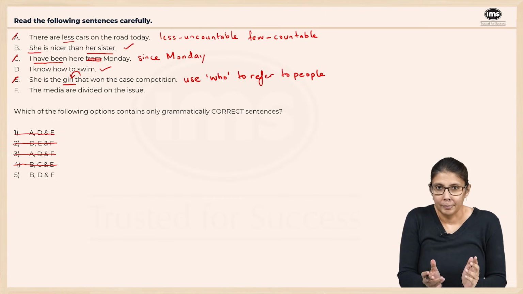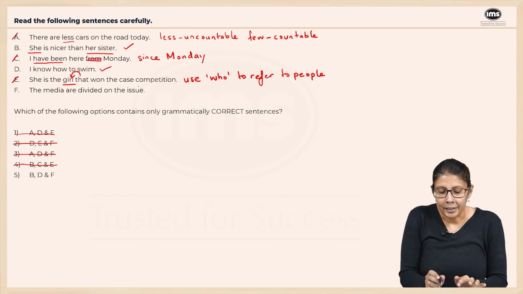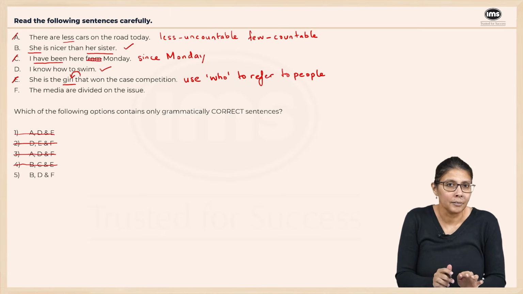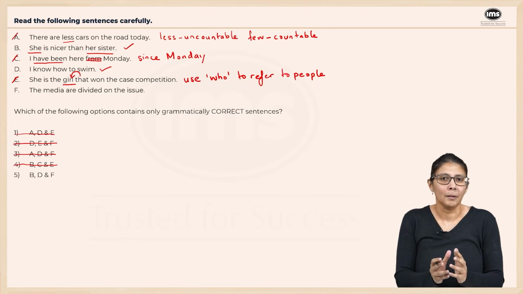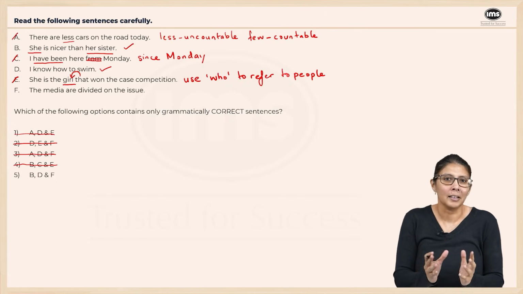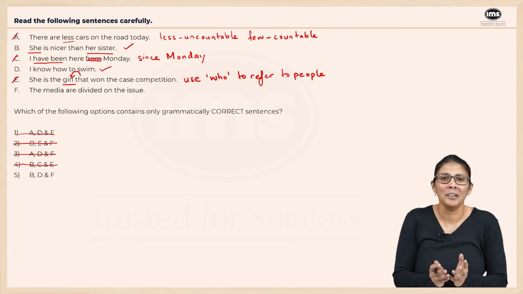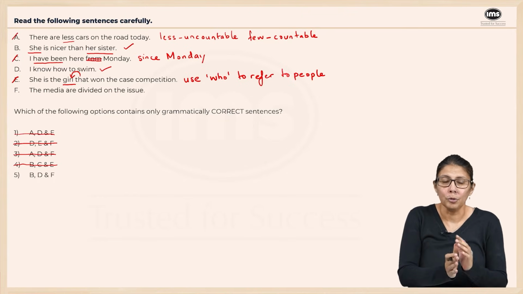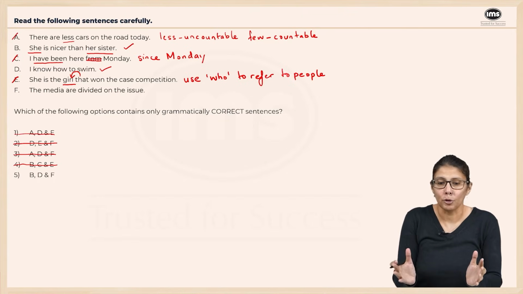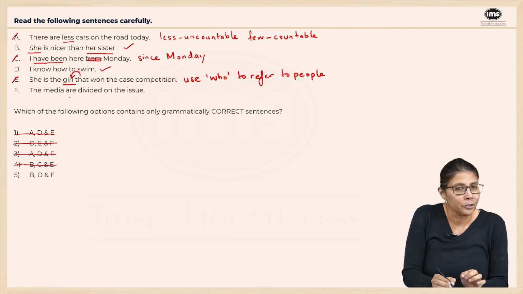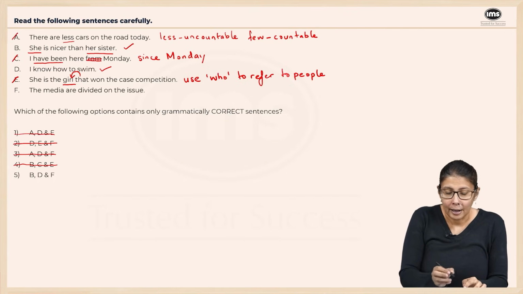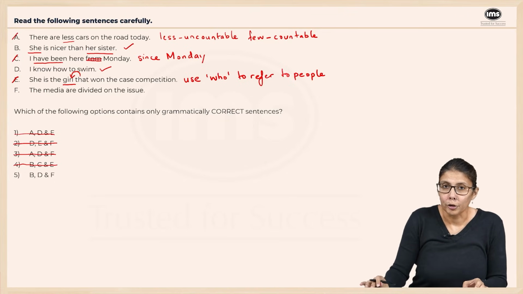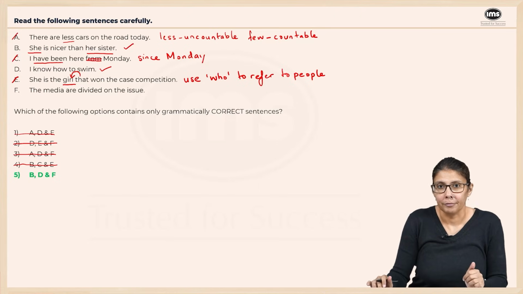But let's look at F because it's there. The media are divided on the issue. I know that for us it sounds weird to say that the media are divided, but then media can be singular or plural, just like data can be singular or plural depending on what you're trying to say. So here we could also be referring to different media or different types of media, in which case are is justified, which means that F is not entirely incorrect. So our answer is going to be option 5, B, D, F.